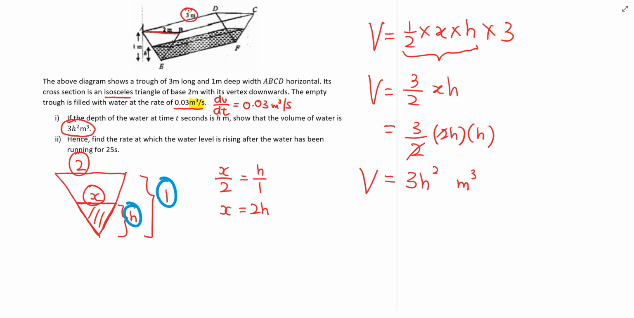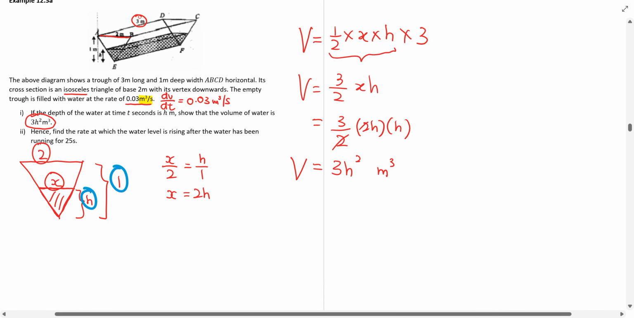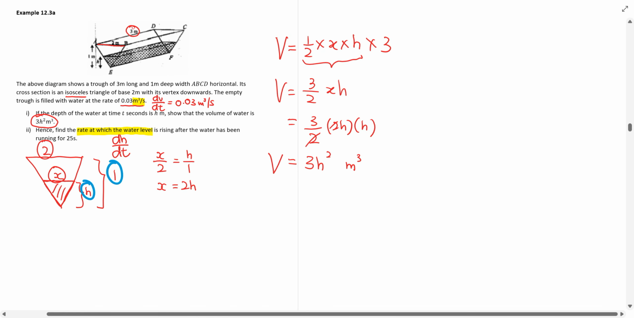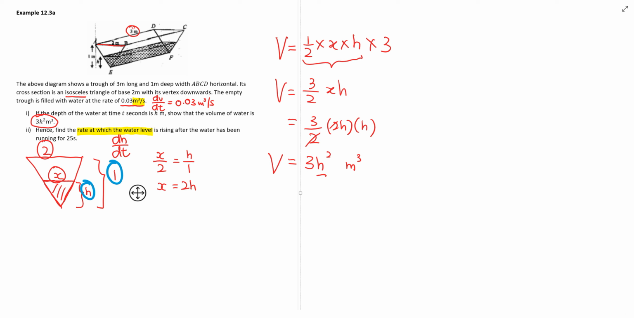Next, I know that the second part is talking about rate of change. How do I know? Because the question asks, what is the rate at which the water level is rising? The water level is h. The question is asking for dh over dt after running for 25 seconds, and that is the clue they gave you. Just now, if you watched the first part of the video, you realize that when you do rate of change, you need an x. In this case, you need an h because x represents h on the right side.